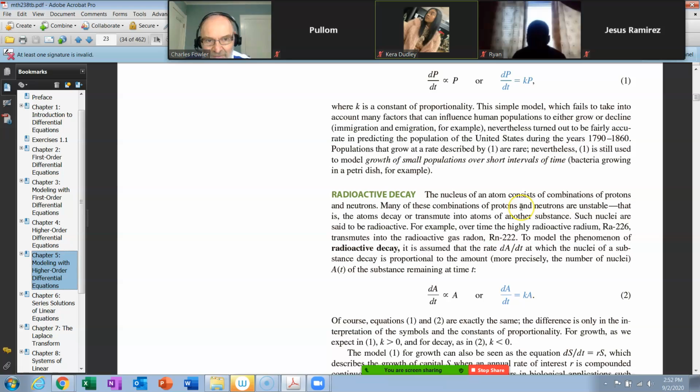The nucleus of an atom consists of a combination of protons and neutrons. Many of those combinations are unstable, and the atoms decay or transmute into atoms of different substances. Such nuclei are said to be radioactive. For example, over time, highly radioactive radium, which is radium-226, transmutes into a radioactive gas, radon, Rn-222. Now, a couple of things to note. You probably don't have a periodic table in front of you. The 226 is the molecular weight of this radium. 222 is the molecular weight of that radon.